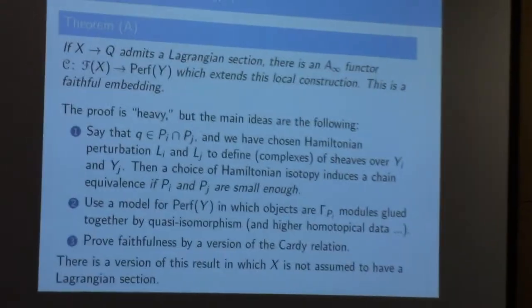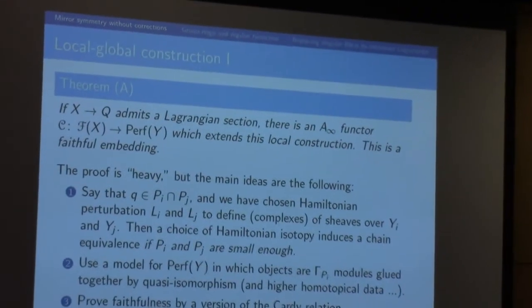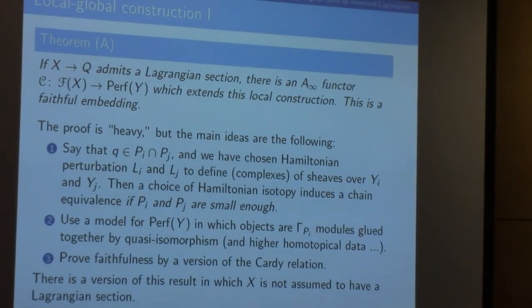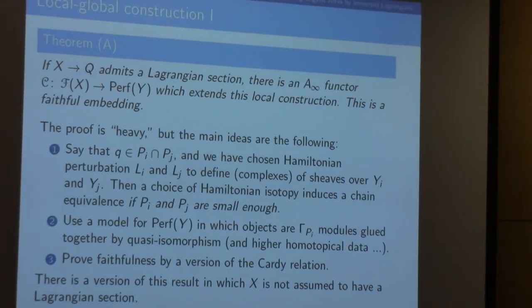And I just wanted to mention that you can do this even without assuming you have a section. If you don't have a section, then there's an obstruction to having a section. That's a class in H2 of the base, and then you can turn that into a class in H2 of the space Y with coefficients in O star. That's a gerbe, so you twist by this gerbe and you get the same result.